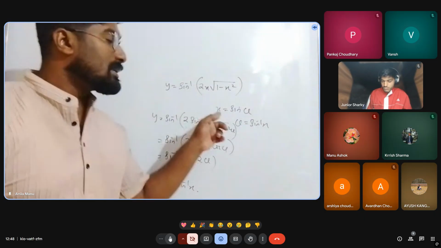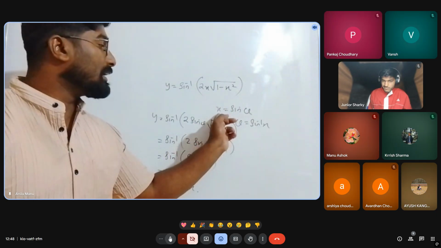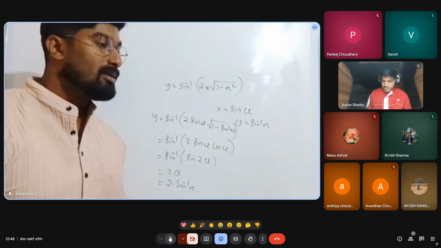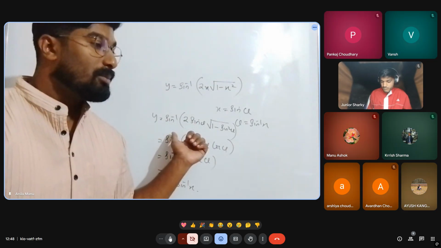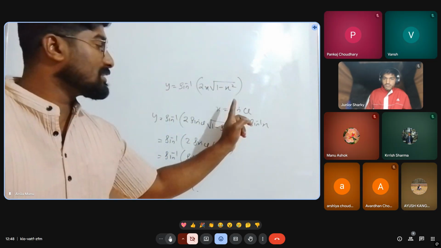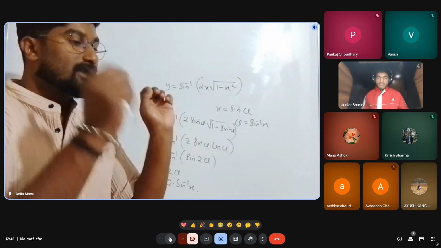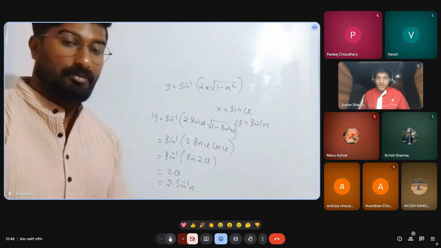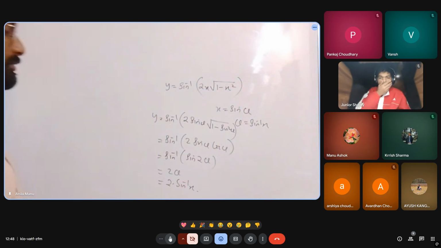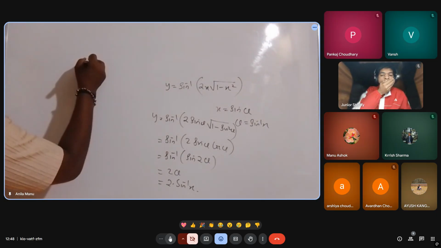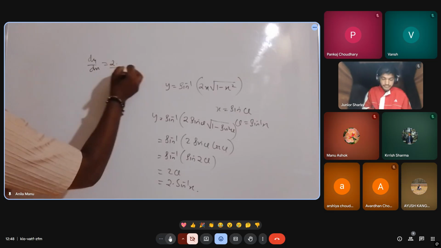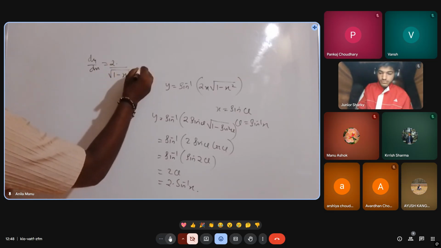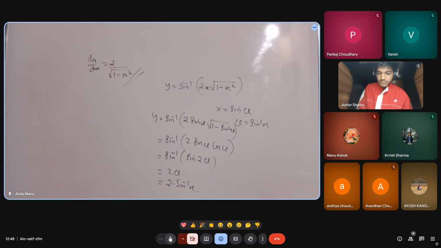Also consider, if restriction is not there, you can take x is equal to cos theta also. You will get the same solution, negative or positive, same as the previous one. But you check, when you take x is equal to sine theta or cos theta, whether in the restrictions we are getting the values. Then dy by dx is equal to 2 into the derivative of sine inverse of x, 1 divided by square root of 1 minus x square. Clear?